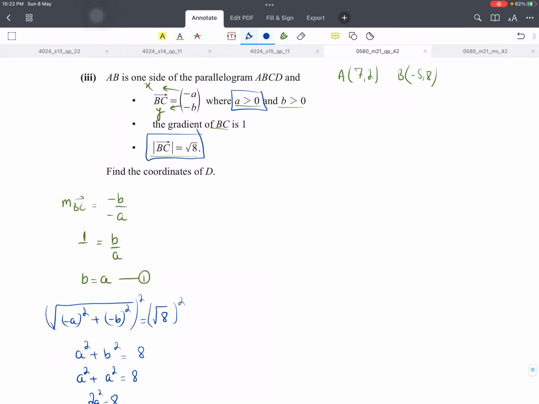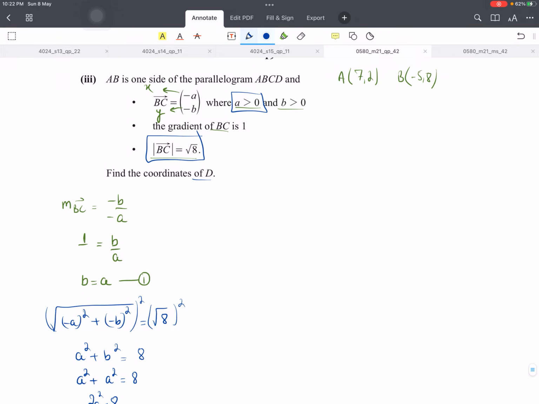Okay, now what do we have to find? We have to find the coordinates of D. Now bear in mind that ABCD is a parallelogram. I'm not going to draw this to scale, but we all know what a parallelogram looks like. If this is ABCD, then whatever vector BC is, vector AD is going to be exactly the same. Now that we do know what vector BC is, it's minus 2 and minus 2, that is what AD is going to be equal to.